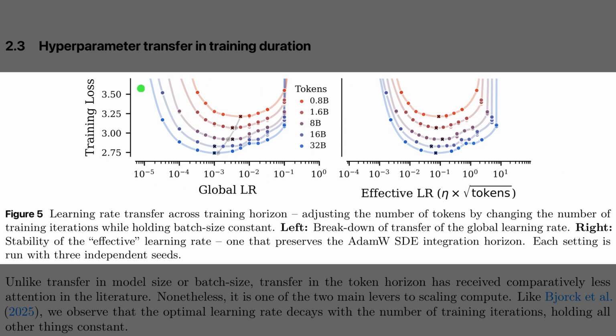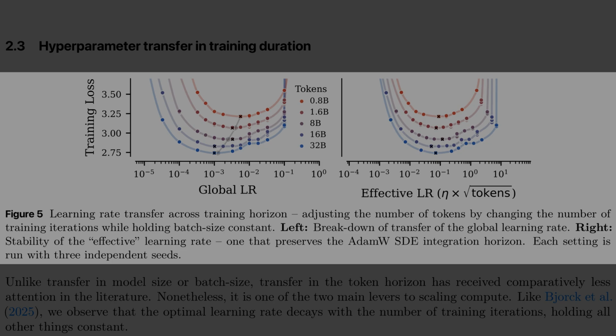Just as the previous figure addressed batch size, Figure 5 tackles transfer across training duration. The left panel reveals the challenge. As the token count grows from roughly 1 billion to 32 billion, the optimal learning rate, marked by the black crosses, shifts significantly. In contrast, the right panel applies the paper's square root scaling rule. Here, the curves for all durations align vertically, confirming that a learning rate tuned on a short run correctly predicts the optimal setting for a much longer training job.